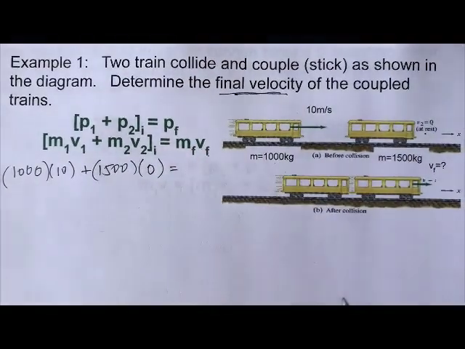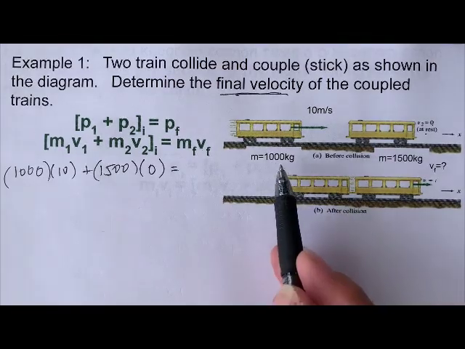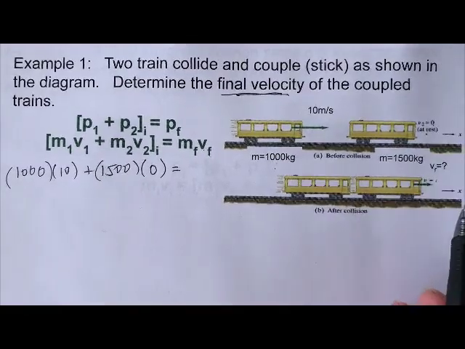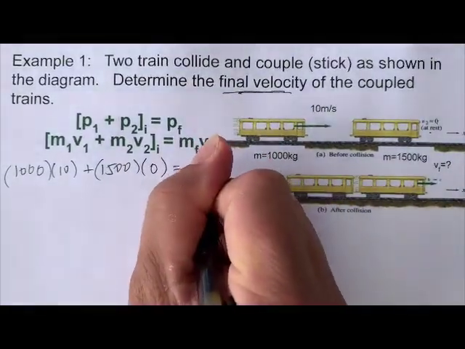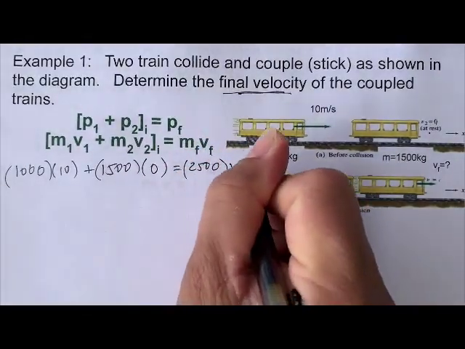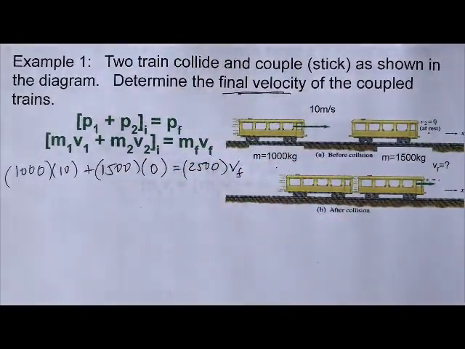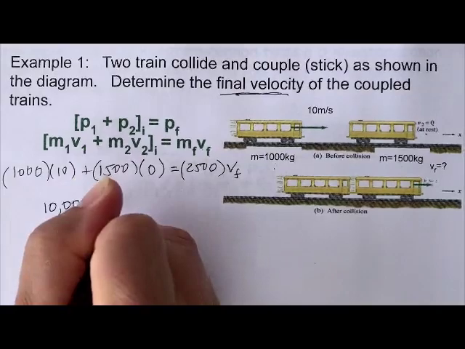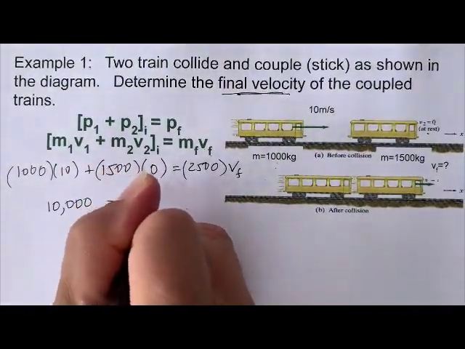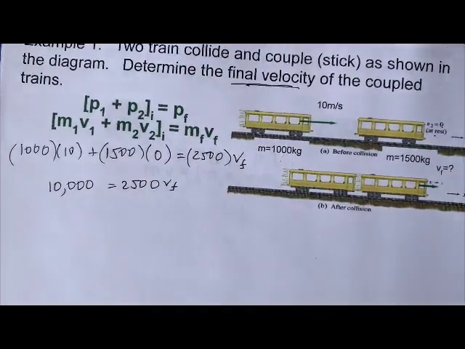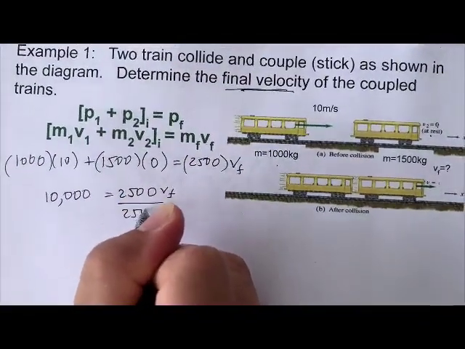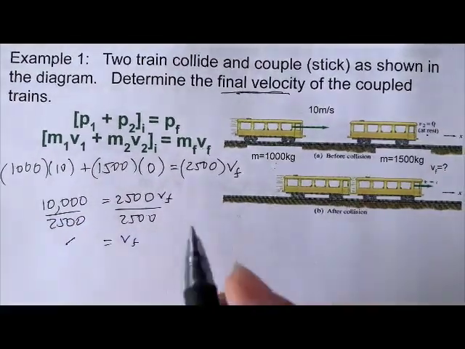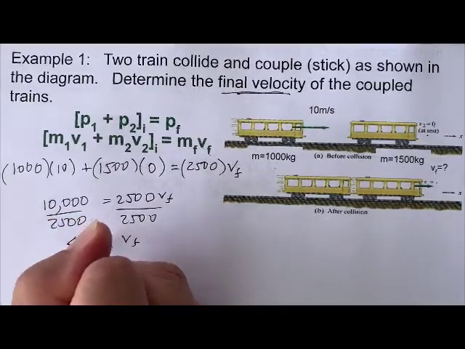And then that should equal, now these two combined, if this one was 1,000 and that one's 1,500, then the two combined should be the sum of both of those, which is going to be 2,500 times v final. So to solve this, it becomes 10,000, when I multiply that, plus 0 is just 0, equals 2,500 times v final. To solve, I just divide both sides by 2,500, and v final will equal 4 meters per second.